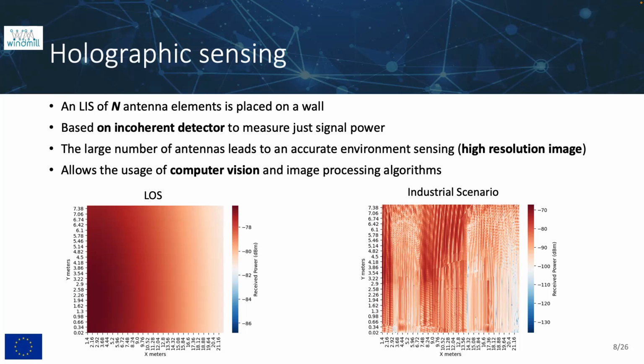And in this scenario, there is some scatter. There are some walls, some columns, some obstacles. And then we have an industrial robot that is transmitting constantly a sensing signal. And so the LIS is just measuring.